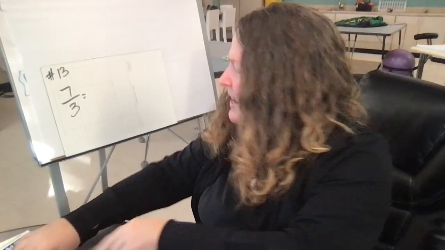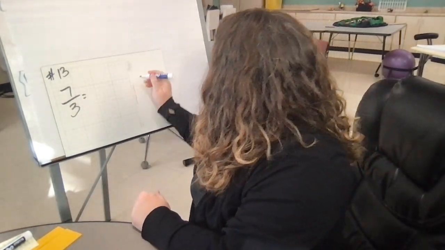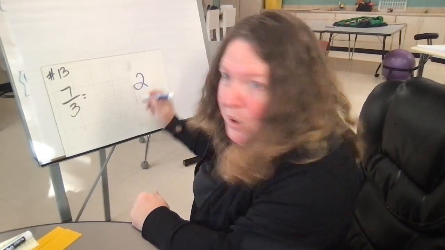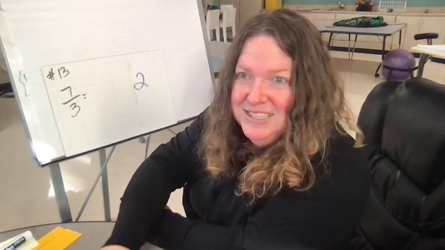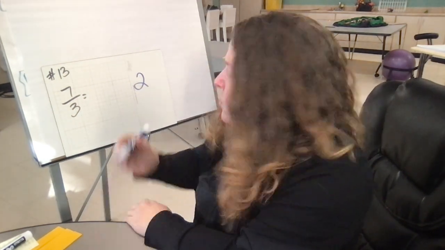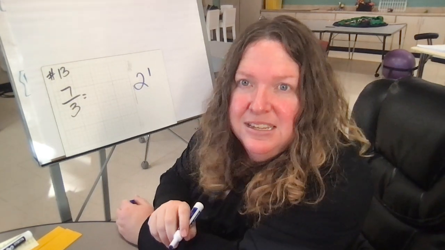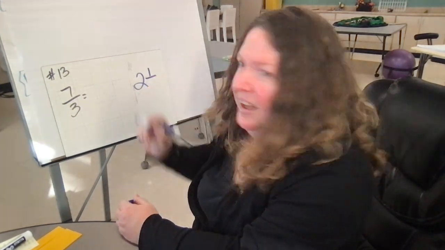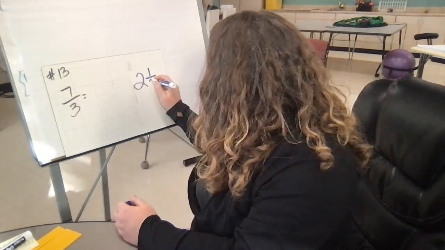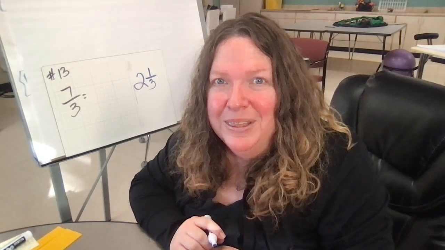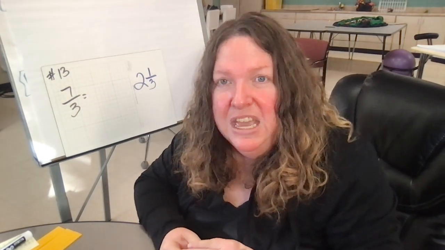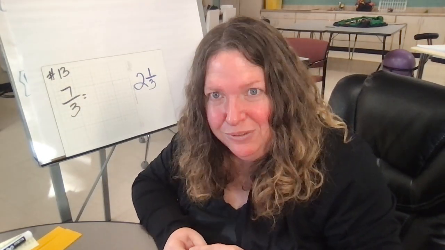What are we going to name that? How are we going to write it? We're going to write 2 wholes, and this 1 piece left was 1 piece out of 3 pieces it took to make the whole. So that's 2 wholes and 1/3 left.